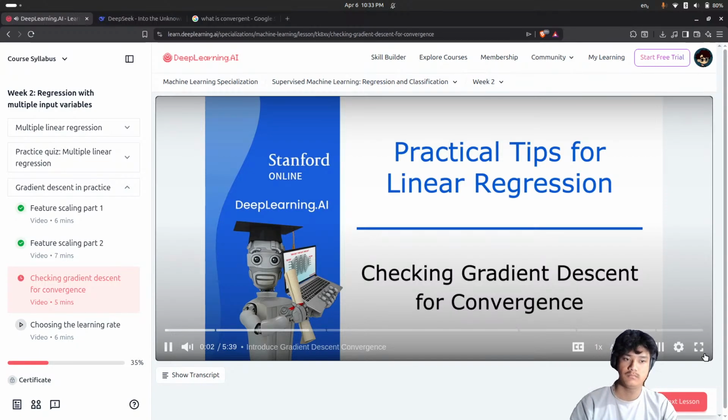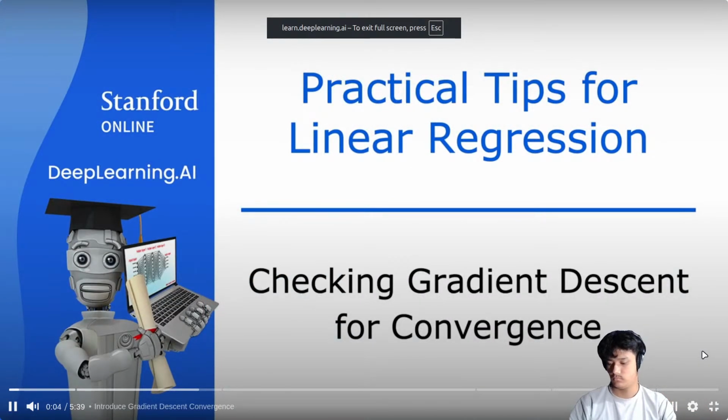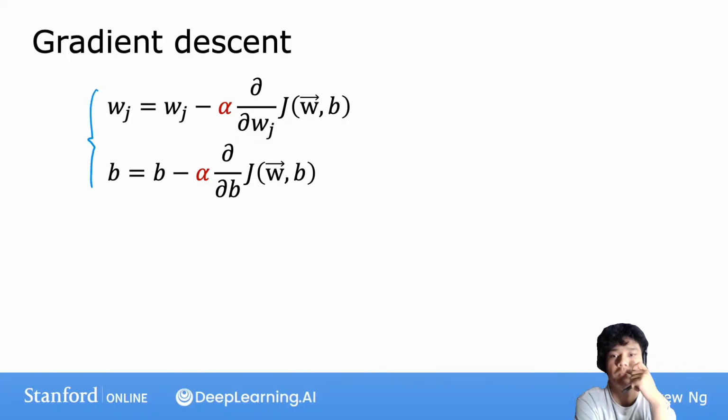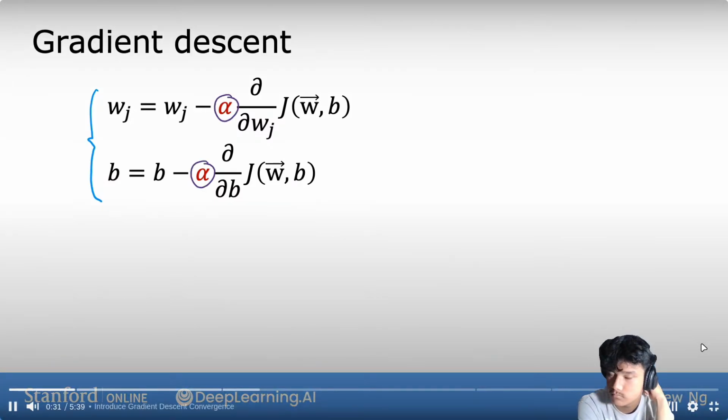When running gradient descent, how can you tell if it is converging? That is, whether it's helping you to find parameters close to the global minimum of the cost function. By learning to recognize what a well-running implementation of gradient descent looks like, we will also, in a later video, be better able to choose a good learning rate alpha. Let's take a look. As a reminder, here's the gradient descent rule, and one of the key choices is the choice of the learning rate alpha.